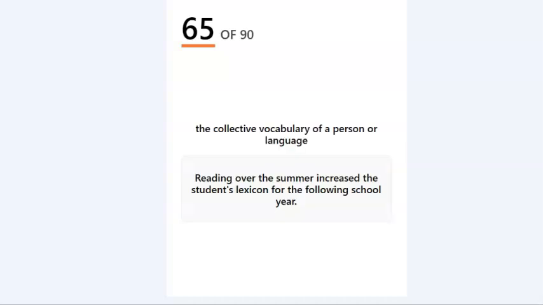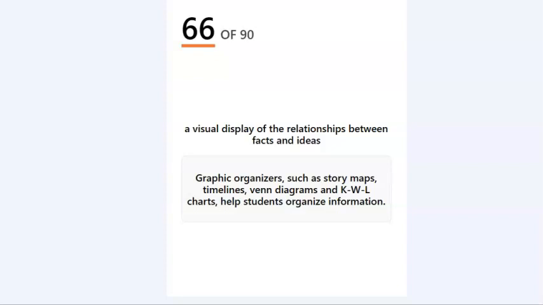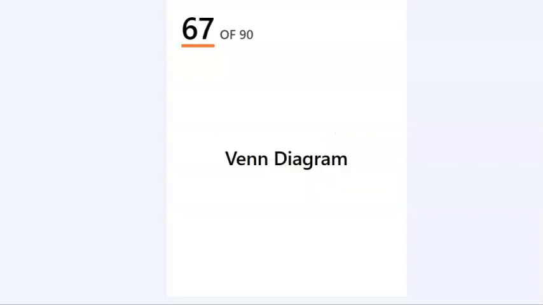Lexicon, the collective vocabulary of a person or language. Reading over summer increased the student's lexicon for the following school year. Graphic organizer, a visual display of the relationships between facts and ideas. Graphic organizers such as story maps, timelines, Venn diagrams, and KWL charts help students organize information.